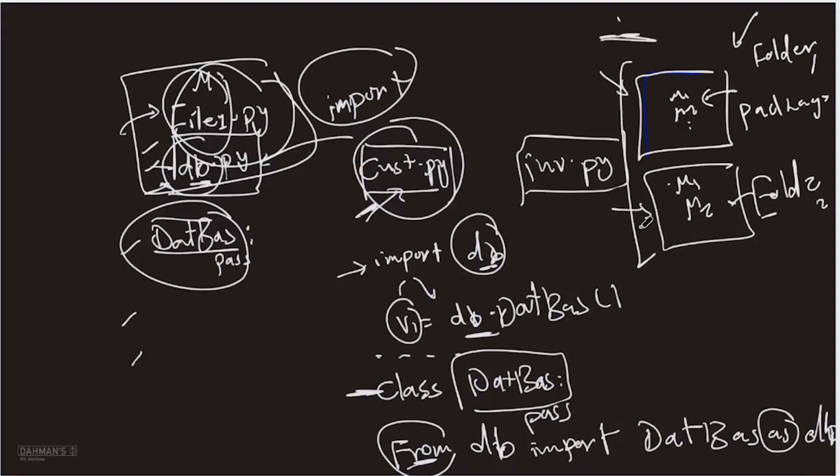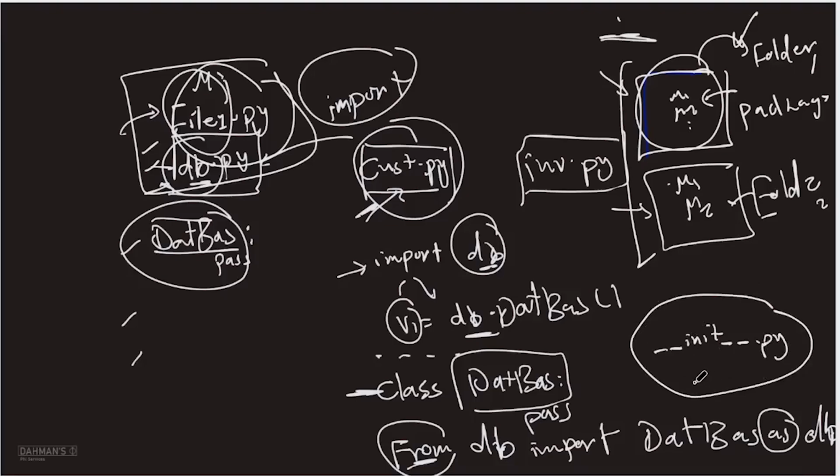How can I let Python understand that this is not just a normal folder, but actually a package that contains a number of modules? This is the use of something called __init__.py. It is a file name that we usually put in the folder itself to imply to Python, hey, listen, this is not a normal folder, it's going to be a package. Let me illustrate that with a real example.